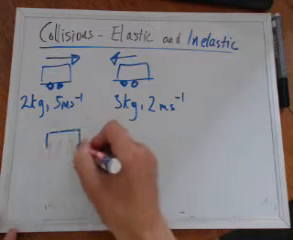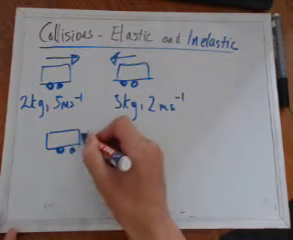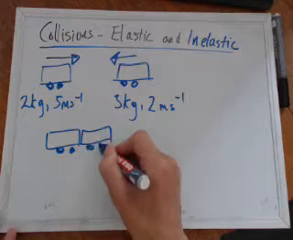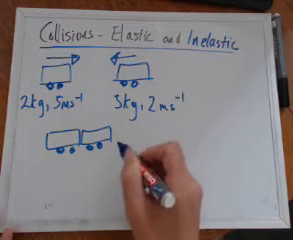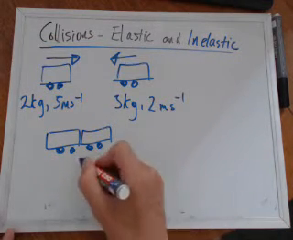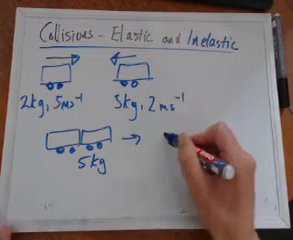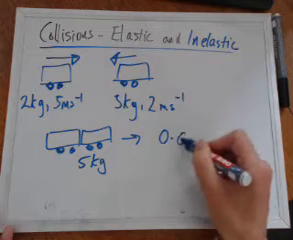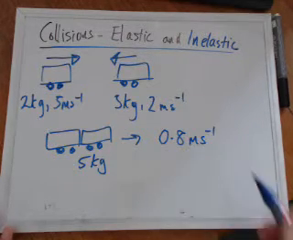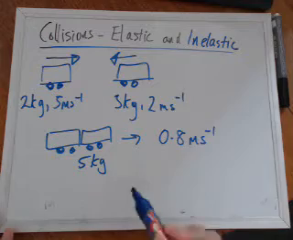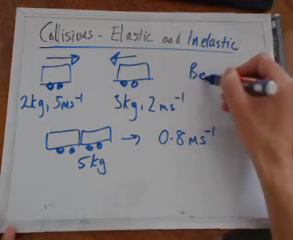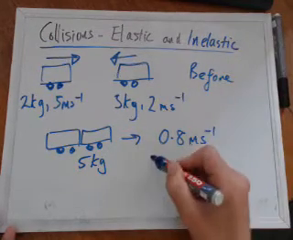Now, after the collision, I've done the calculations on this already. After the collision, they join together, and they've got a combined mass of 5 kilograms moving with a velocity of 0.8 meters per second. So this is before the collision, this is after.